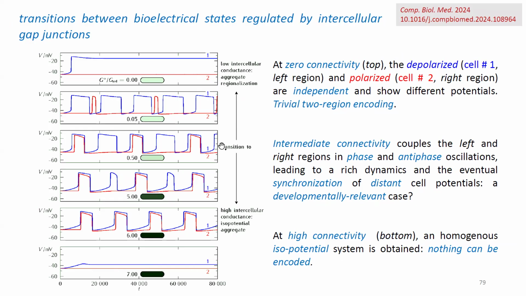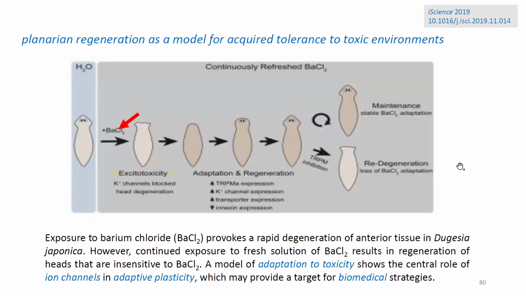But for intermediate connectivity, you can couple the left and right regions in phase and antiphase oscillations. You can synchronize the system of distant cells, cells 1 and 2, and this is not trivial at all, because it seems to show that there is a critical region of connectivities where even phase and antiphase oscillations can be established.